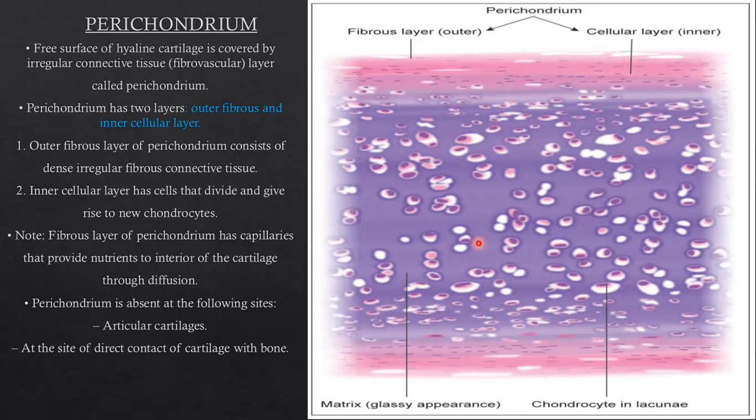Perichondrium is absent. Although we are saying hyaline cartilage has perichondrium, it is absent in the following hyaline cartilages: articular hyaline cartilage, and also where hyaline cartilage has a direct contact with the bone. So the cartilage which has direct contact with the bone is articular cartilage. That is why it is absent there.